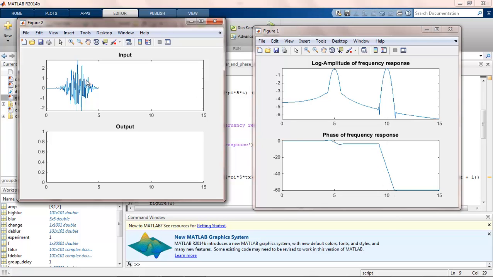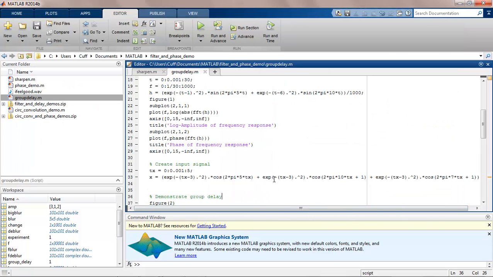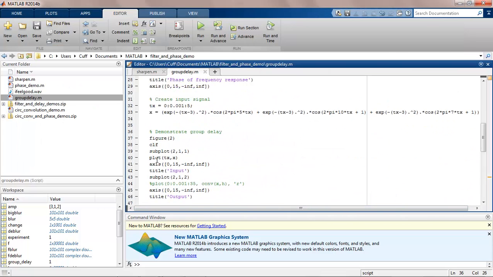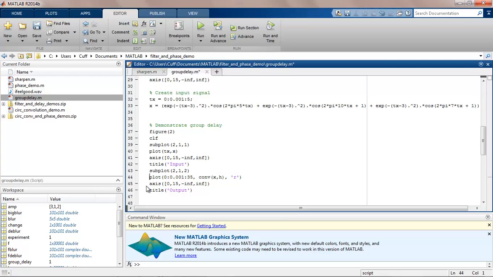The part of the signal that has frequency 10 should experience a larger delay than the part with frequency 5. We could even anticipate what the delay is if we calculated that derivative. So now I'll remove this comment from my code so we can see what the output looks like.